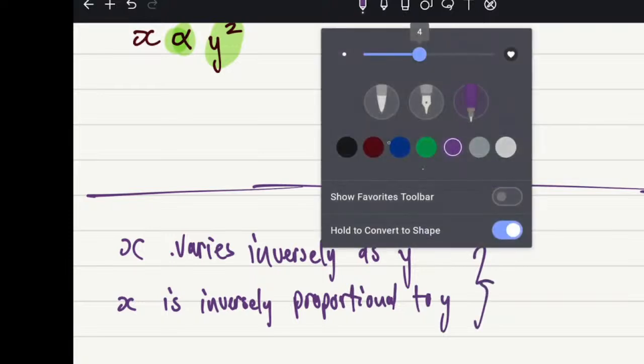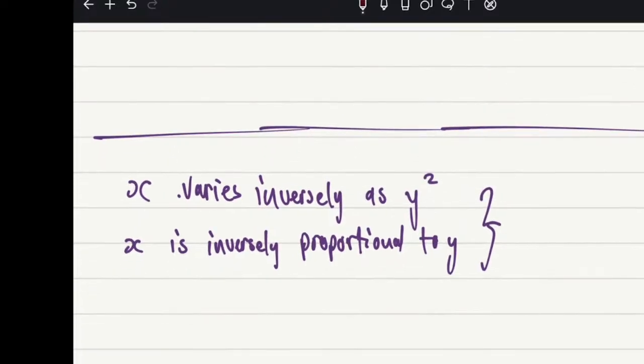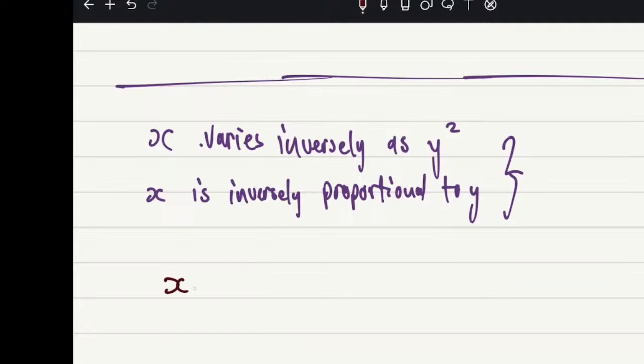And so when you read them, what should you do? You must convert that sentence to an equation. First, you convert to a relationship. You say x varies, or x is inversely proportional. Here's how you do it. You say x varies inversely as y squared. It means x is proportional to 1 over y squared. Class, if you're inversely proportional to something, it means you are proportional to 1 over that something.